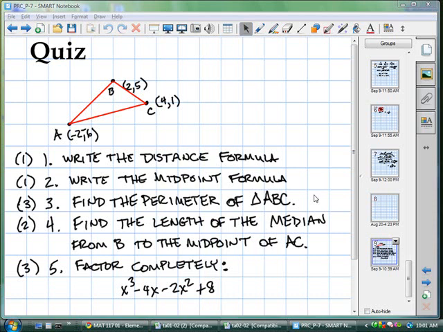I don't know which of these you want me to do, but I guess I'll just write them all out. Distance formula.